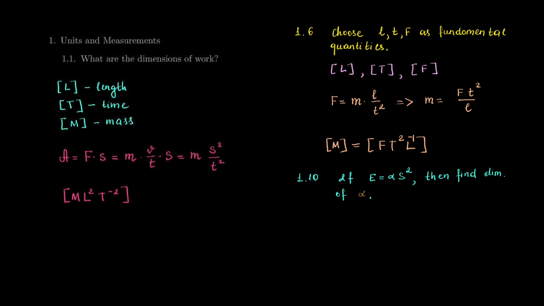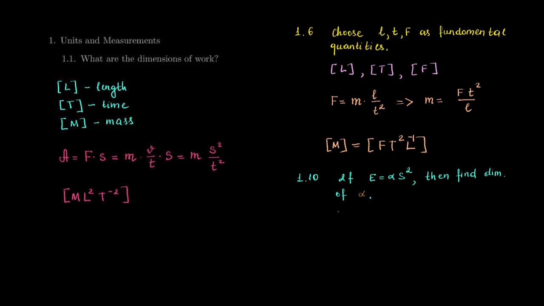In the problem 10.10, if the energy of a particle E is given as alpha s square, then we have to find the dimensions of alpha, where s is the distance that particle has traveled. So to find the dimensions of alpha, first we have to know what is the dimensions of energy. Energy and work has the same dimensions. We will see it in the next lectures.